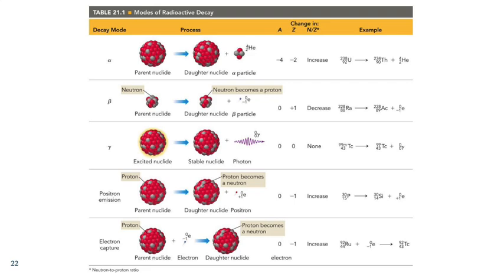This is a table in your textbook summarizing all of this stuff. And you're probably wondering, what do I need to remember? Do I need to memorize this whole thing? No, you don't. You need to know the nuclear symbols for the different types of radiation. Alpha particle is a helium nucleus. You just kind of have to memorize that, right? Beta particle is an electron.